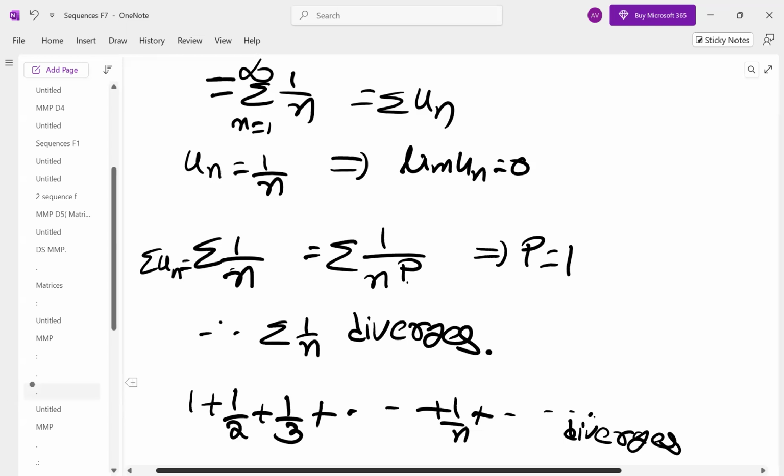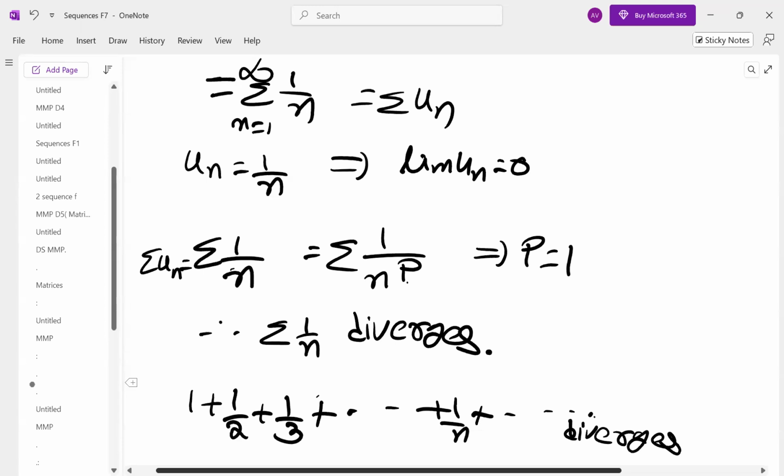But limit un is 0, you can see. That is the reason why if the limit is not 0, it is not convergent. But if it is 0, it may be convergent, may be divergent sometimes. In this case, maybe there is a chance. Sometimes maybe, sometimes may not be. For example, here we got it as divergent in spite of limit un being 0. That is the reason why it is only a necessary test, but not a sufficient test. Necessary and sufficient means you can apply both the sides.